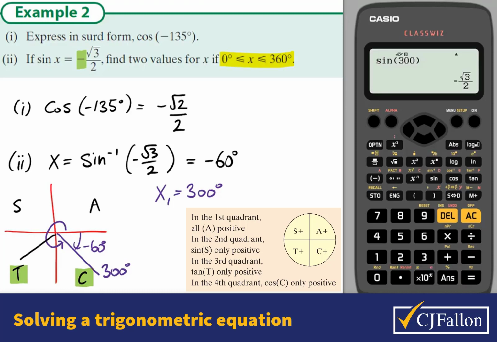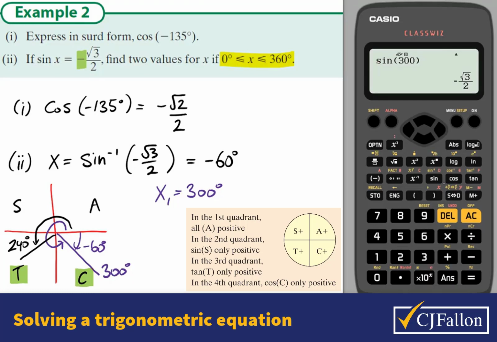So we might guess this angle here, that is 60 degrees down from 180 degrees. So that would be an angle here of 240 degrees. So by symmetry, that seems to be correct.